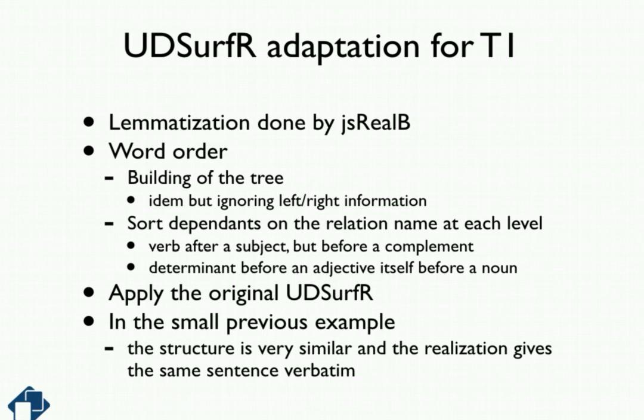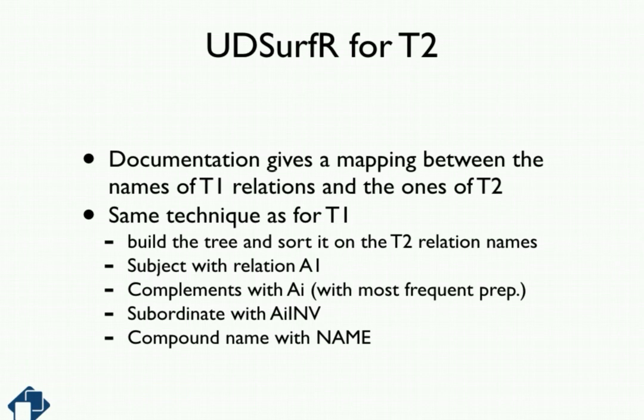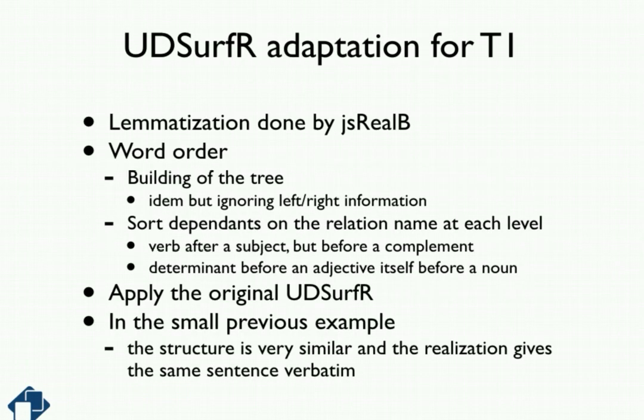Usually, we have one or two children at each level, and then the sorting is done on the relation name, and it is a given relation name. So a verb will always be after a subject, but before a complement, the determiner before an adjective, itself before a noun, and so on. So we took all the relations and we defined a global order, and we applied this.